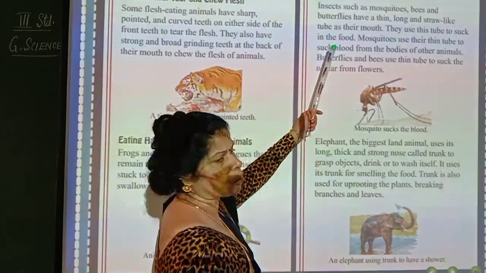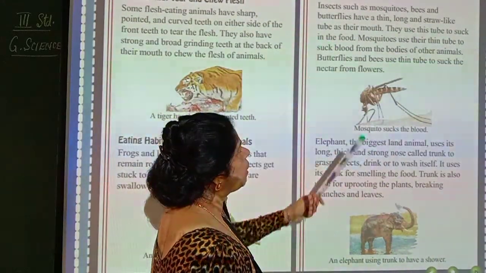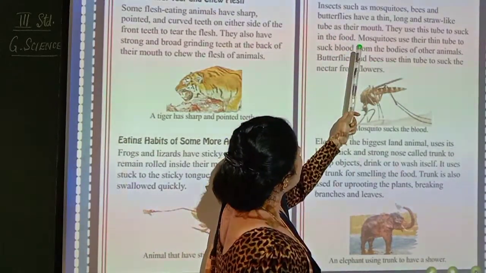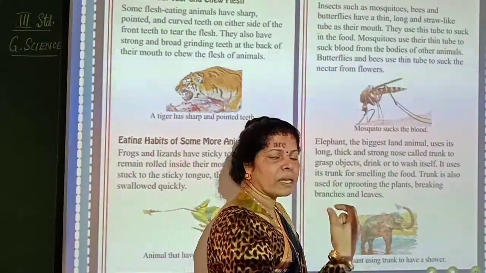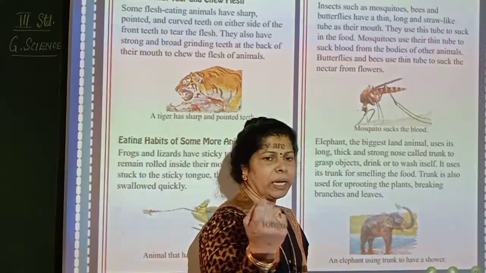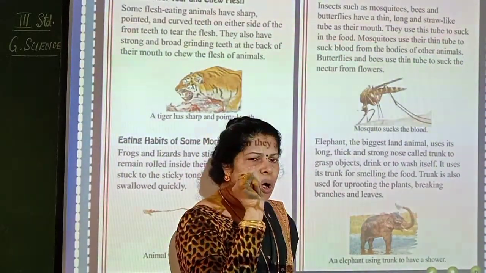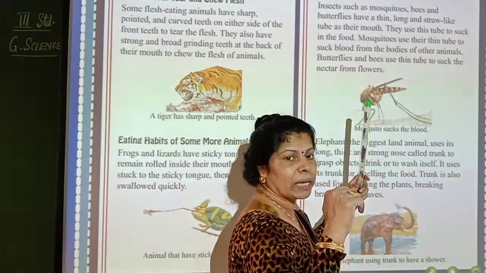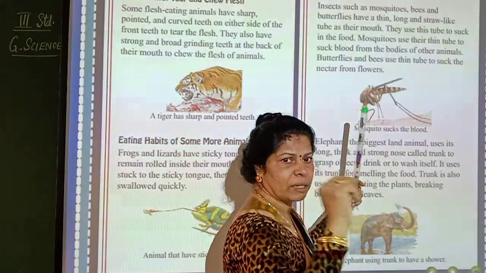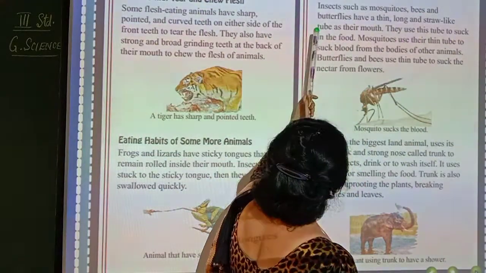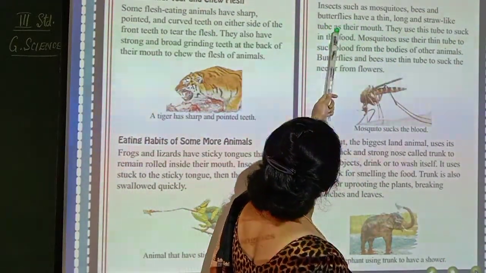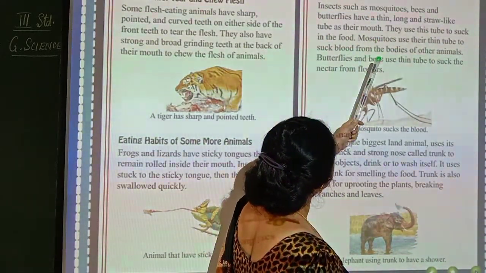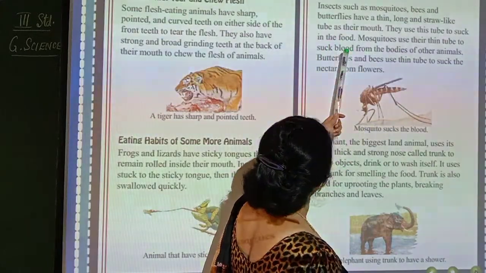Coming to the next one. Insects such as mosquitoes, bees and butterflies have a thin, long and straw-like tube as their mouth. So they have a tube-like structure. Suppose you have caught any mosquito or fly, you can see there will be a small tube-like structure in their mouth. Understood? It will be straw-like, meaning it is hollow inside. They use this tube to suck in the food.